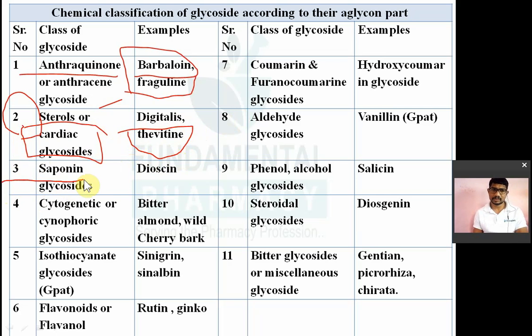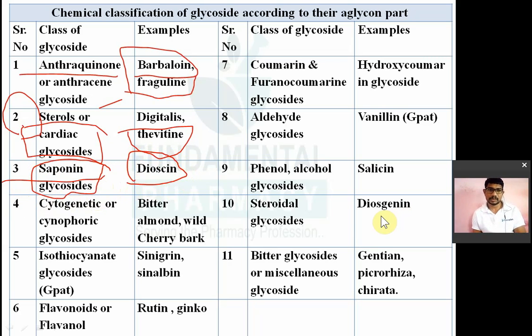Then the third one is saponin glycosides. They will have a soap-like action. Your soap produces foam. So if saponin glycosides are dissolved in water and shaken in a test tube, they will produce a foam, and they also have hemolytic activity. Here also we have different aglycone parts, for example diosgenin.